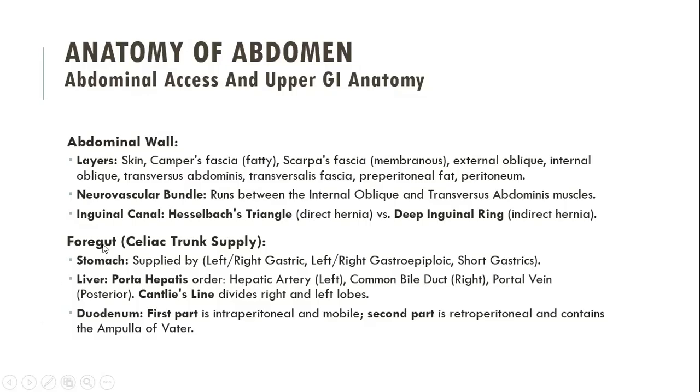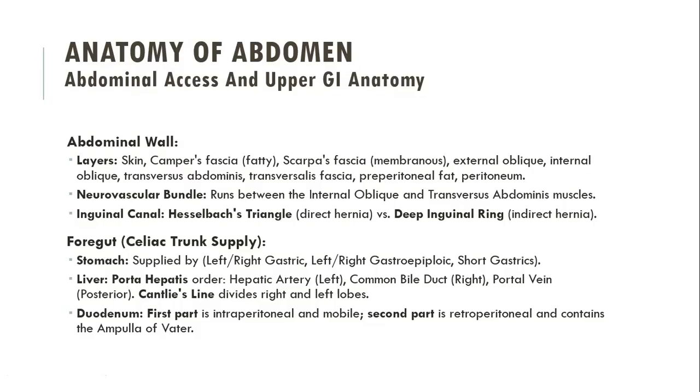Now, the blood supply to the foregut comes from the celiac trunk. The stomach is supplied by the left and right gastric arteries, left and right gastroepiploic arteries, and short gastric arteries. In the liver, you see an important triad at the porta hepatis. In this order, the hepatic artery will be on the left, the common bile duct on the right, and the portal vein posterior to all of this. So the porta hepatis in the liver is an important landmark.